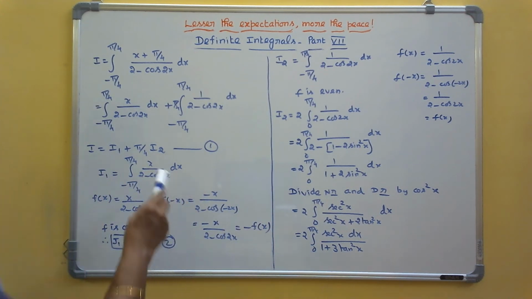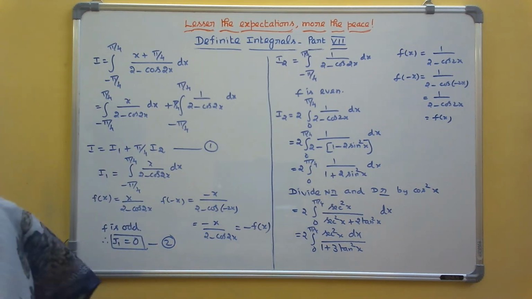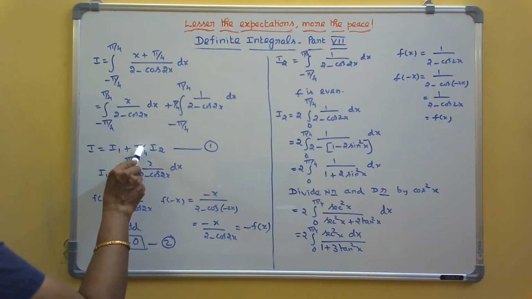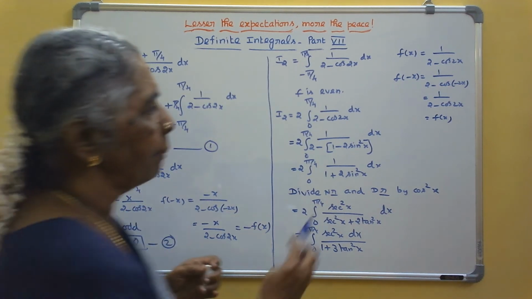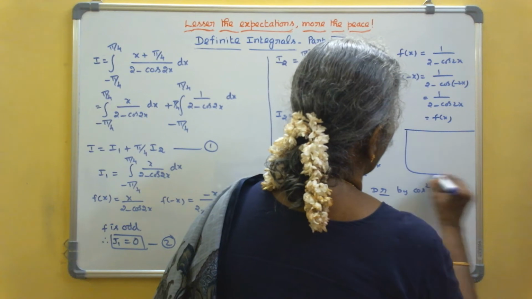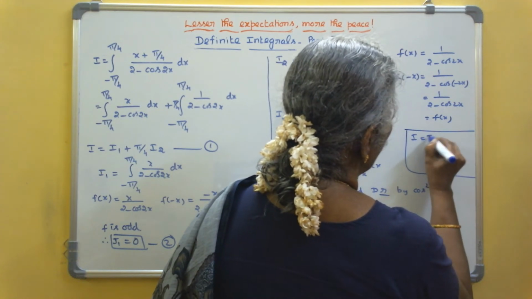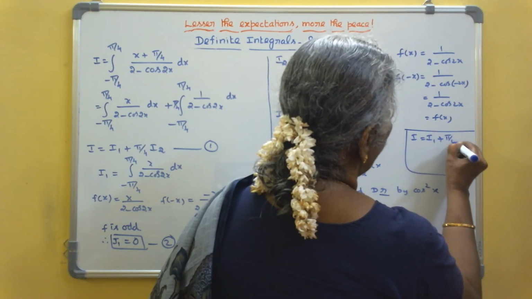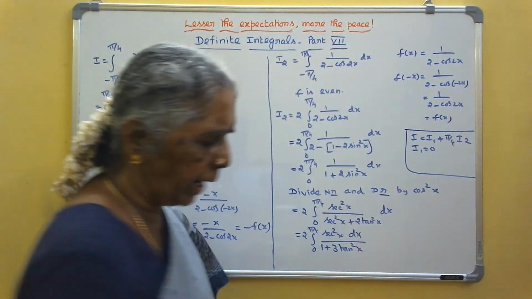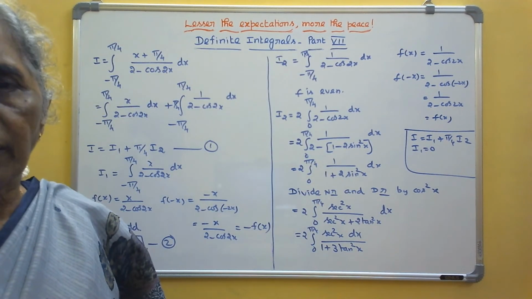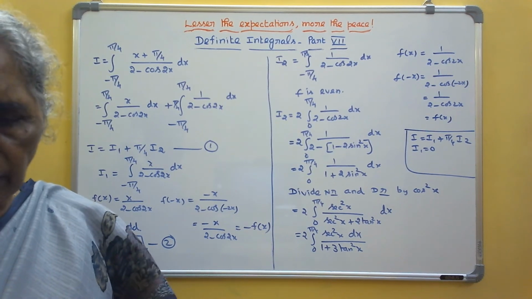So now we have to remember this first step and this second. I1 is 0, that is easy. So actually we will be getting pi by 4 I2. That alone we should remember. So I will just make a note here. I is equal to I1 plus pi by 4 I2. And I know I1 is equal to 0. I have kept it there. Right? So now let us proceed.